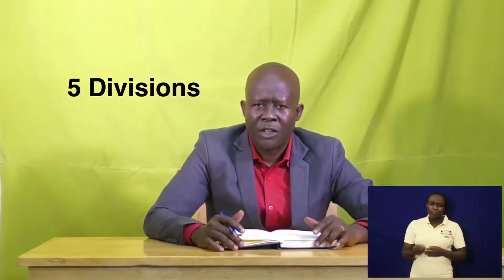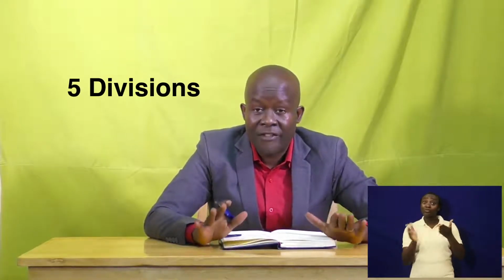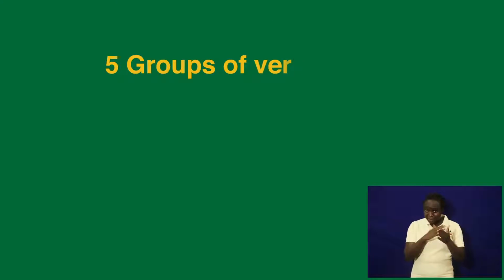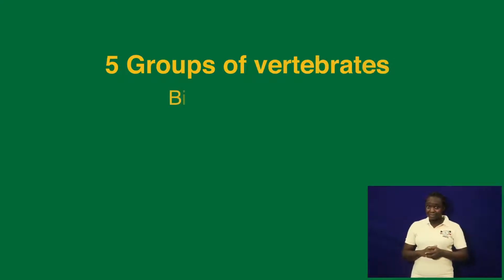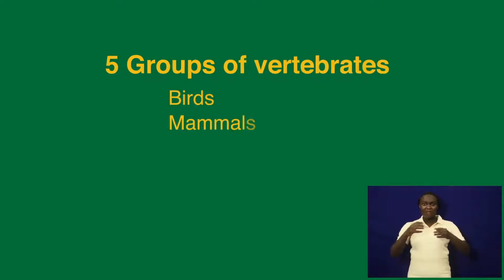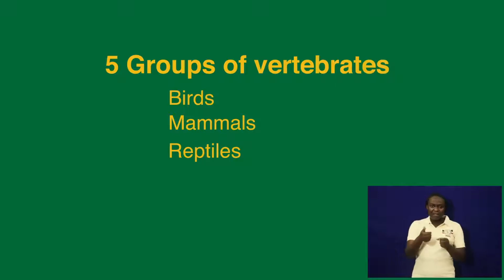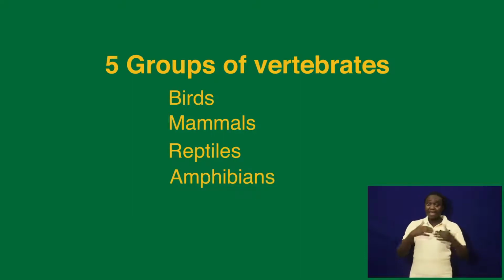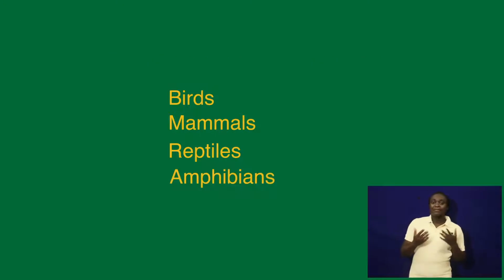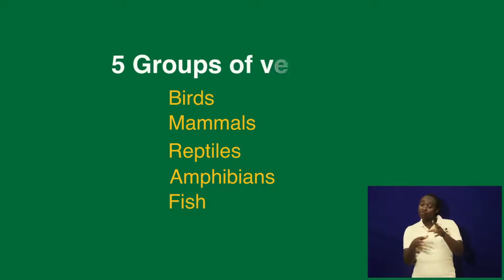What groups do you note in the song? They were majorly five. Can you mention them? Yes. Very good, the birds. Great. The mammals, that's correct. Correct, the reptiles, very good. You are very right. They are those amphibians. Amphibians. And then the fish. The fish. So those are the five groups of vertebrates.